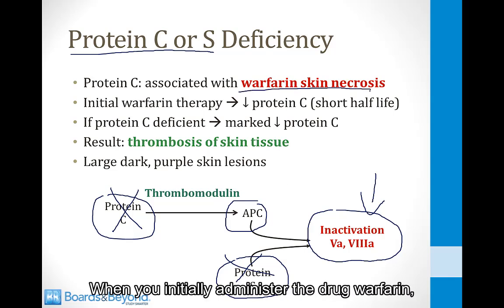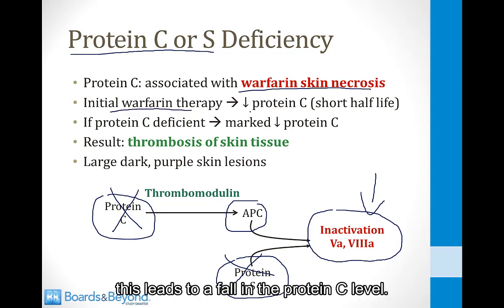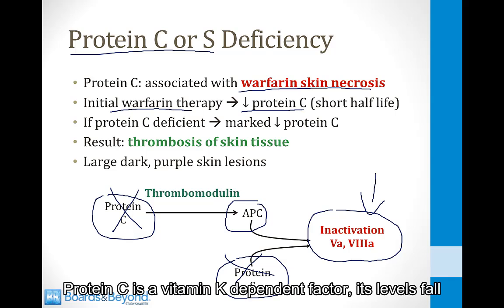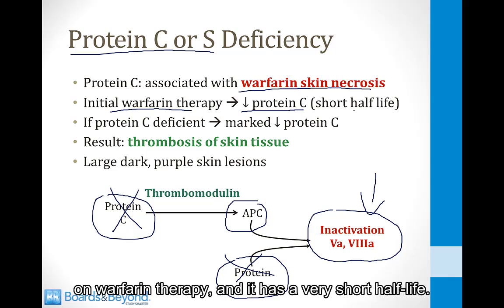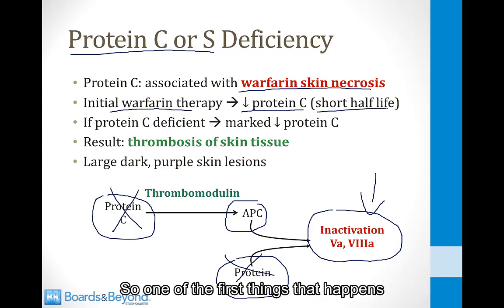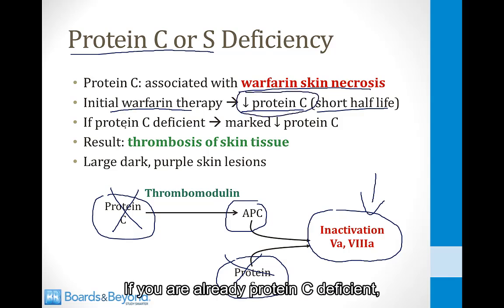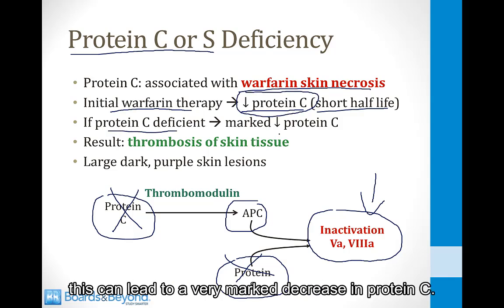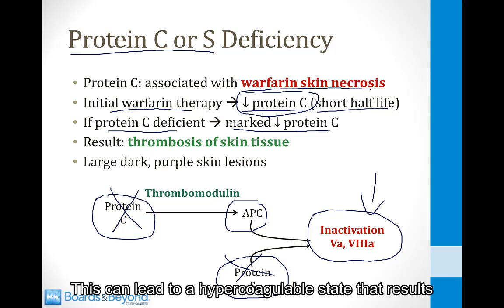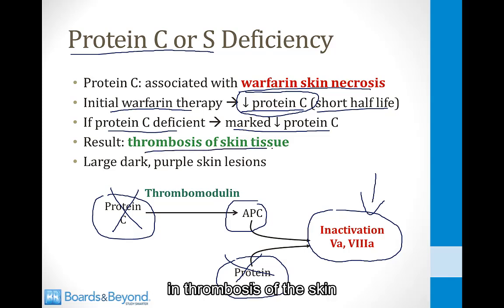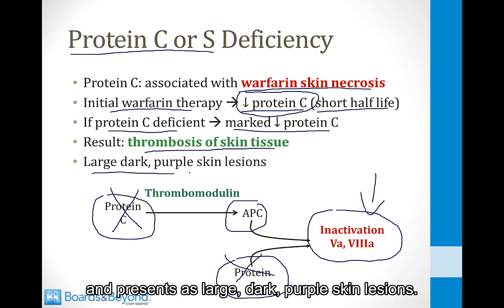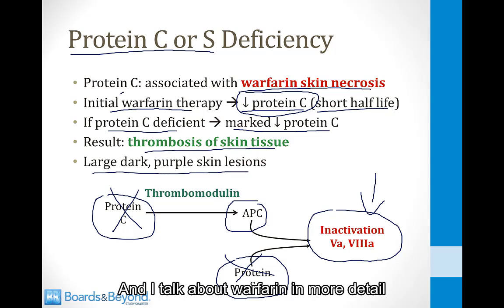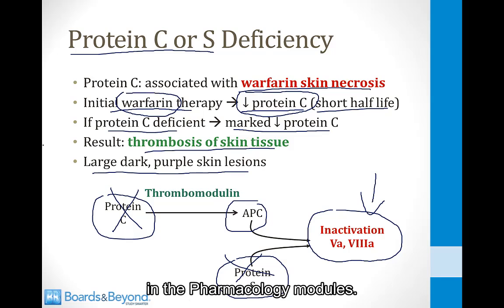necrosis. When you initially administer the drug warfarin, this leads to a fall in the protein C level. Protein C is a vitamin K dependent factor. Its levels fall on warfarin therapy, and it has a very short half-life, so one of the first things that happens when patients take warfarin is that the protein C level falls. If you are already protein C deficient, this can lead to a very marked decrease in protein C. This can lead to a hypercoagulable state that results in thrombosis of the skin and presents as large, dark purple skin lesions. And I talk about warfarin in more detail in the pharmacology modules.